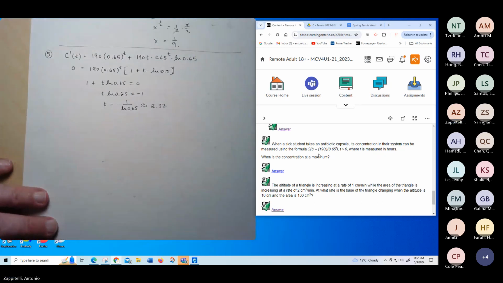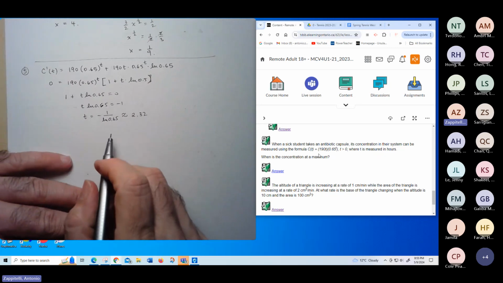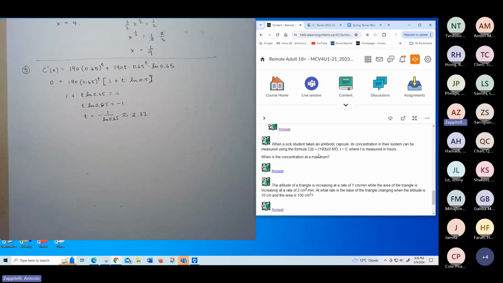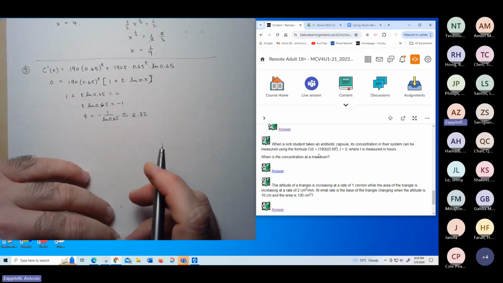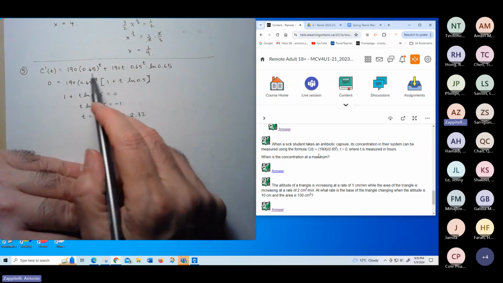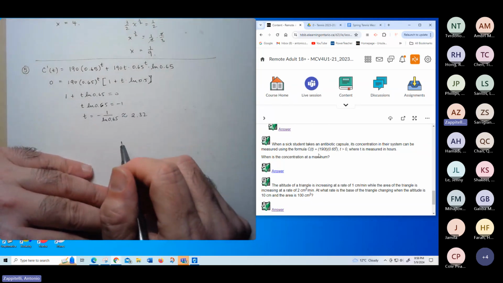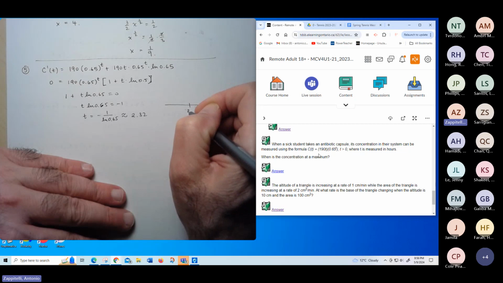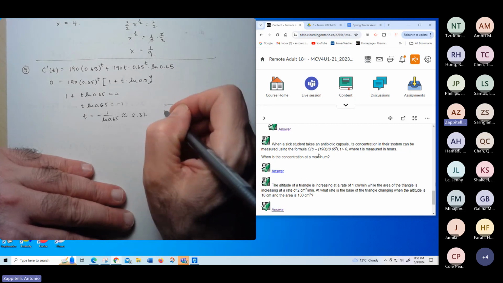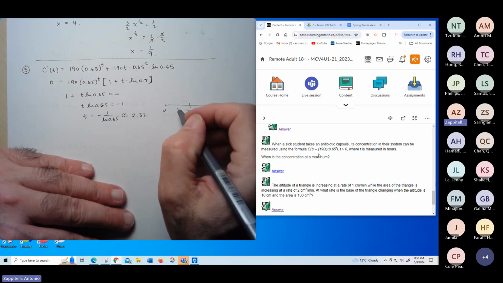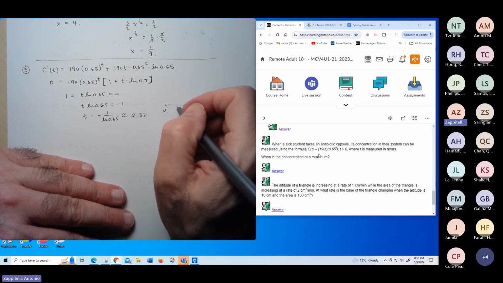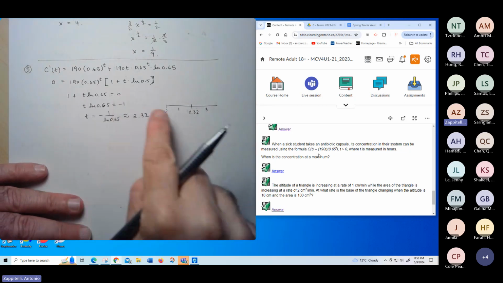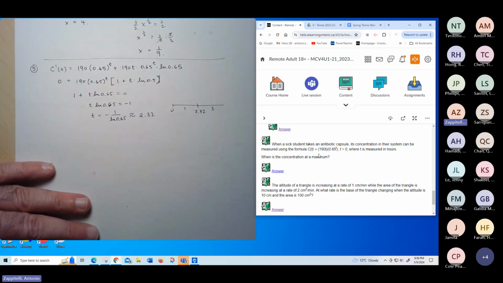Okay, but now I need to actually show that it's a maximum at this particular value. So I'll just keep it simple and we'll use the first derivative test. Okay, so I'm going to write 2.32 and I need to test, and I know we're starting at 0. I need to test a value to the left and to the right. So I'll use 1 and I'll use 3. Okay, so now I'm going to put t equals 1 into the derivative.